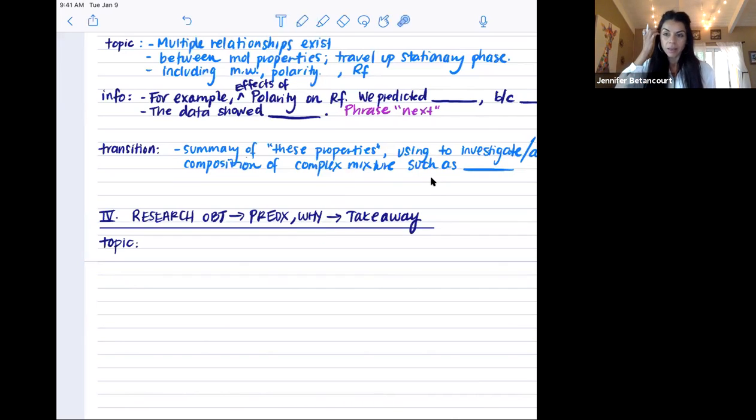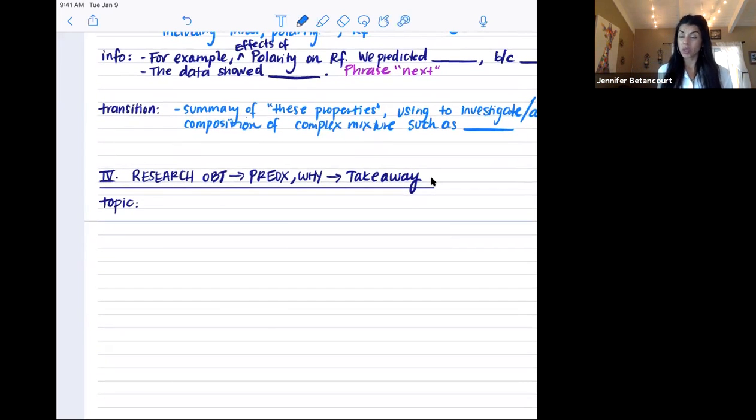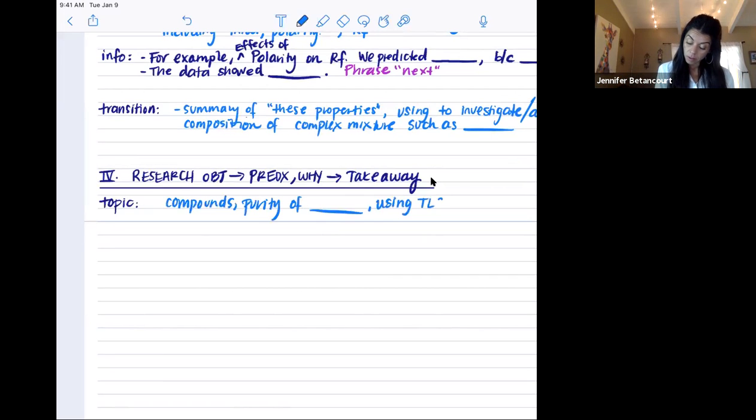The research study. And this is when you're going to, you don't have to tell me your topic sentence because pretty much everyone is going to have very similar things. But the topic sentence should be something along the lines of identifying the compounds and purity of the such and such named supplement that you and your team came up with, using, even though we've been talking about TLC the whole time, you want to make sure there's no questions about it.